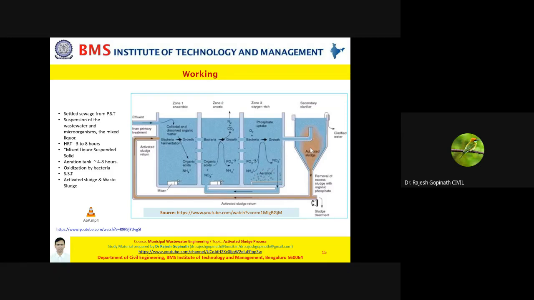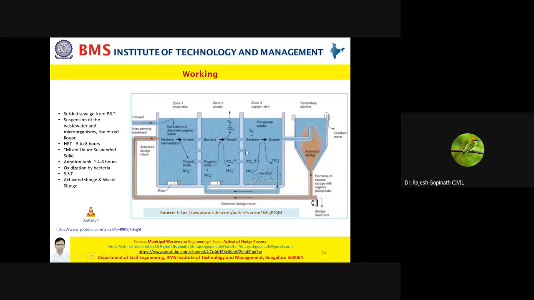Now the best part here is, when the sludge is settling, most of the sludge goes to sludge treatment, but a small part of this settled biological sludge is returned, recirculated back into this point. Since we are returning the sludge back into this point, it is called activated sludge.